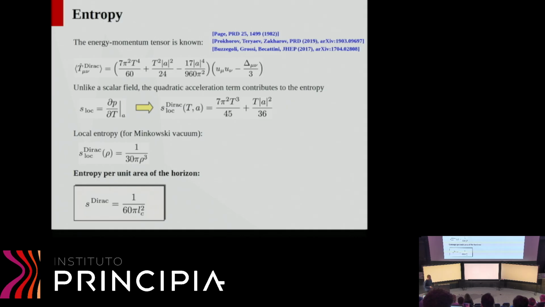We also need to find entropy density, and we do this in the same way as for the scalar field. However, it is important that here we also have a square term, which, unlike the scalar field, contributes to entropy density. And finally, we find such local entropy and integrated entropy per unit horizon area.